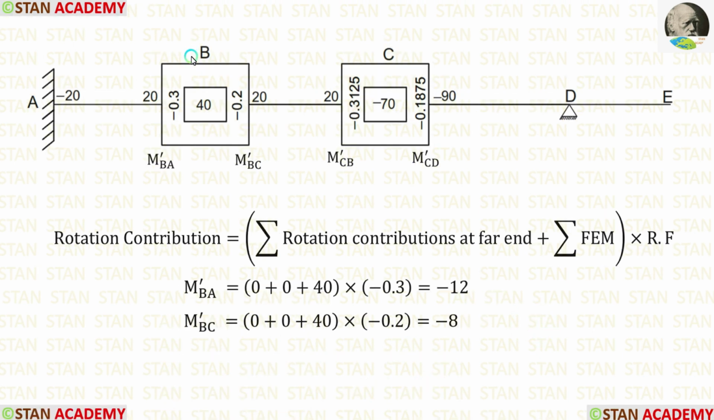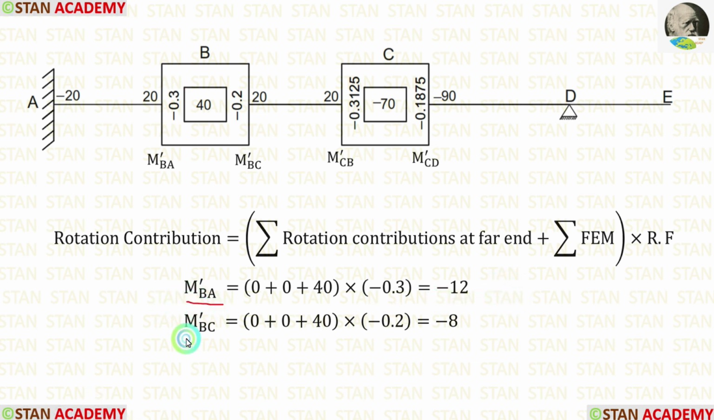Now let us calculate the rotation contributions in the joint B. First, let us calculate M-BA. In the point A, the rotation contribution is 0 because it is fixed. In the point C also, M-CB is 0 because initially there will be no rotation contribution. So, for the summation of rotation contributions at the far end, we are having 0 plus 0. For the summation of fixed end moments, we are having 40. The rotation factor for BA is minus 0.3. After calculations, we are getting M-BA is equal to minus 12.